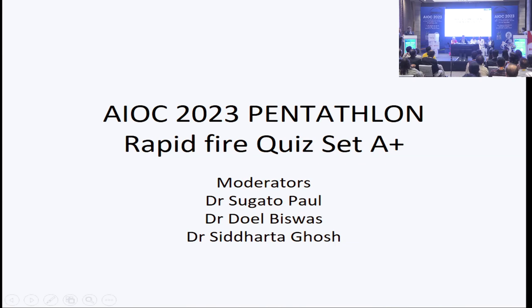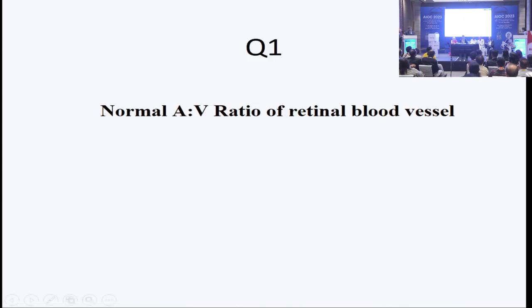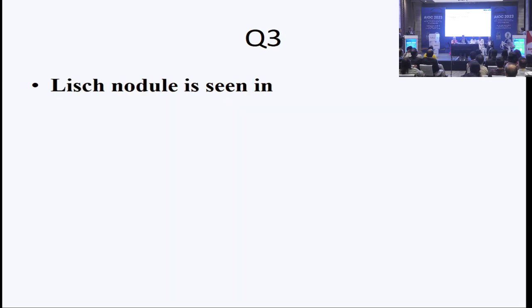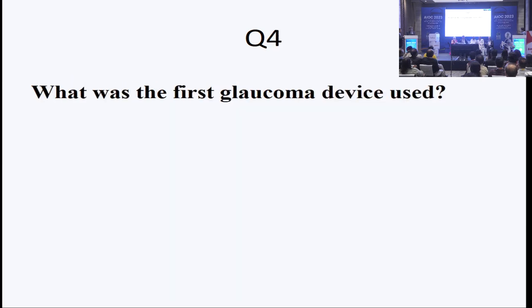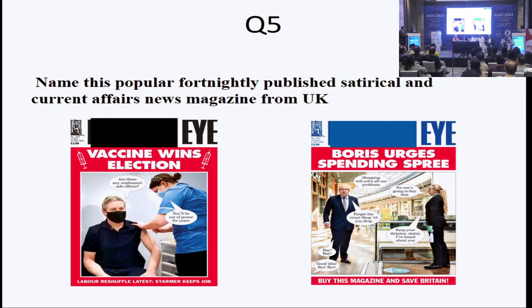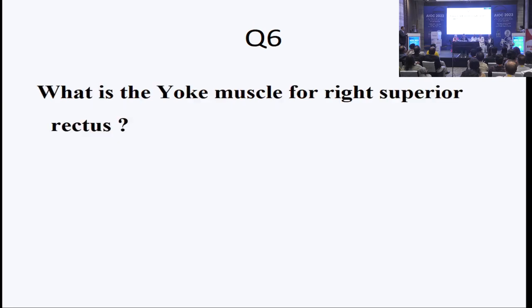So the time starts now. Normal AV ratio of the retinal blood vessel? 2:3. From where is the crystalline lens derived, embryology? Surface ectoderm. Lisch nodule is seen in? Neurofibromatosis type 1. What was the first glaucoma device? Molteno. Name the popular fortnightly magazine published from the UK. Millennial Eye. The yoke muscle for the right superior rectus is? Left inferior oblique.